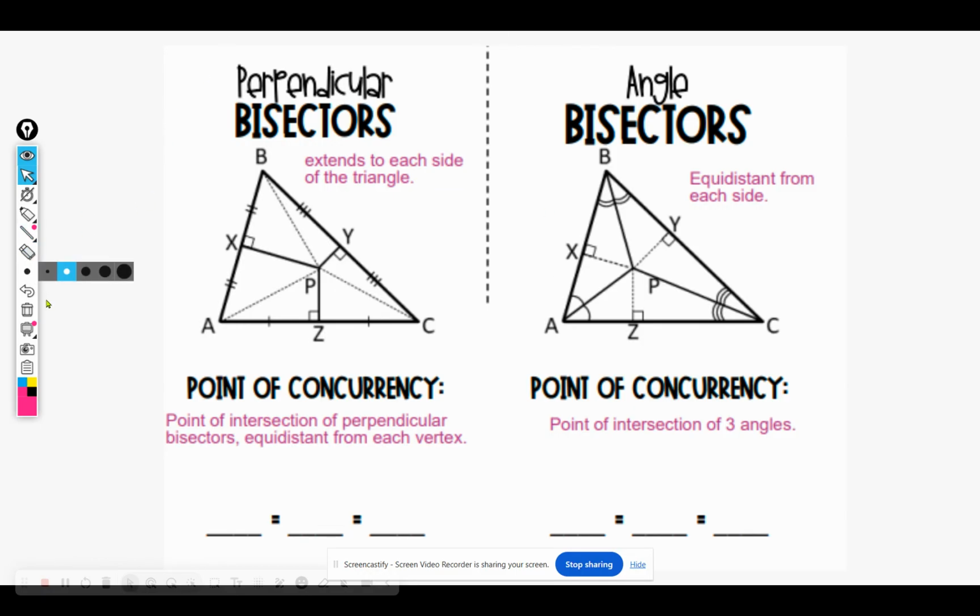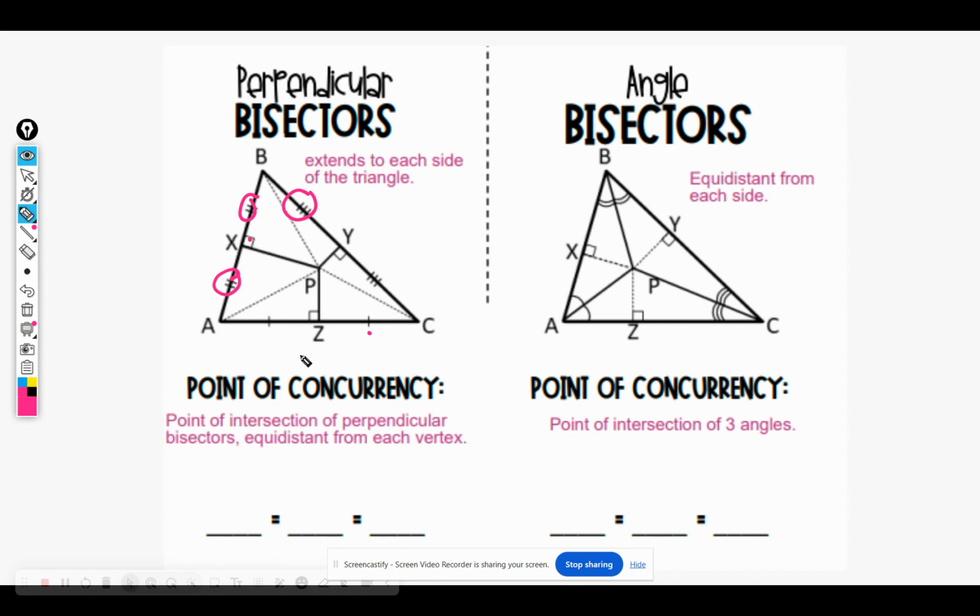So starting with perpendicular bisectors, okay? The perpendicular bisectors here are XP, PZ, and PY. But they're also going to be using these dotted lines to help us solve problems later, so I want you to pay attention to those. What we also realize about this triangle with perpendicular bisectors is that it has division of the sides that are also congruent to each other. So BX is congruent to XA, BY is congruent to YC, AZ is congruent to ZC. Okay, so these pieces are congruent.